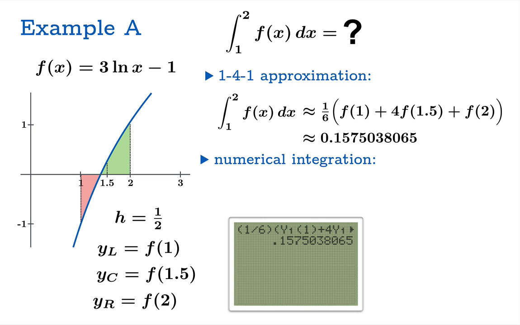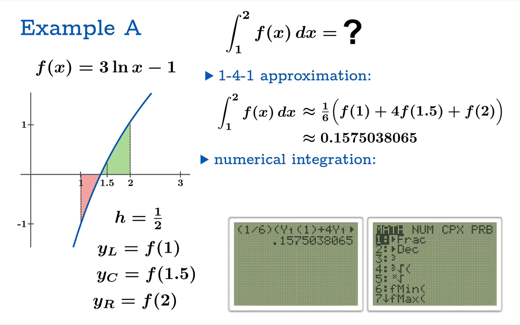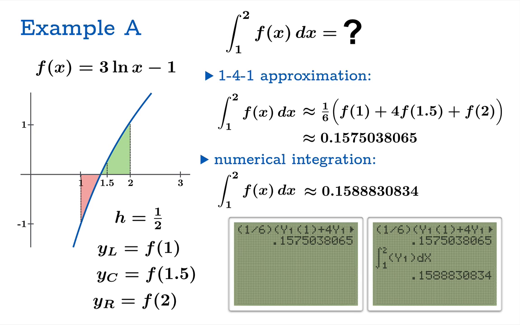Now you might be thinking, rightly, that if you have access to this device in the first place, why don't you just use its native capability of finding a numerical integral? So we could use, in this case, with the Texas Instrument device, fn int. We can integrate from 1 to 2 of our original function. And we find out that the numerical integral, according to the calculator, is approximately 0.15888. Now, of these two, one suspects the second one is far more accurate. It's closer to the actual value of the integral. And so an excellent question is, why bother with the 1-4-1 approximation? So we'll return to this issue later.